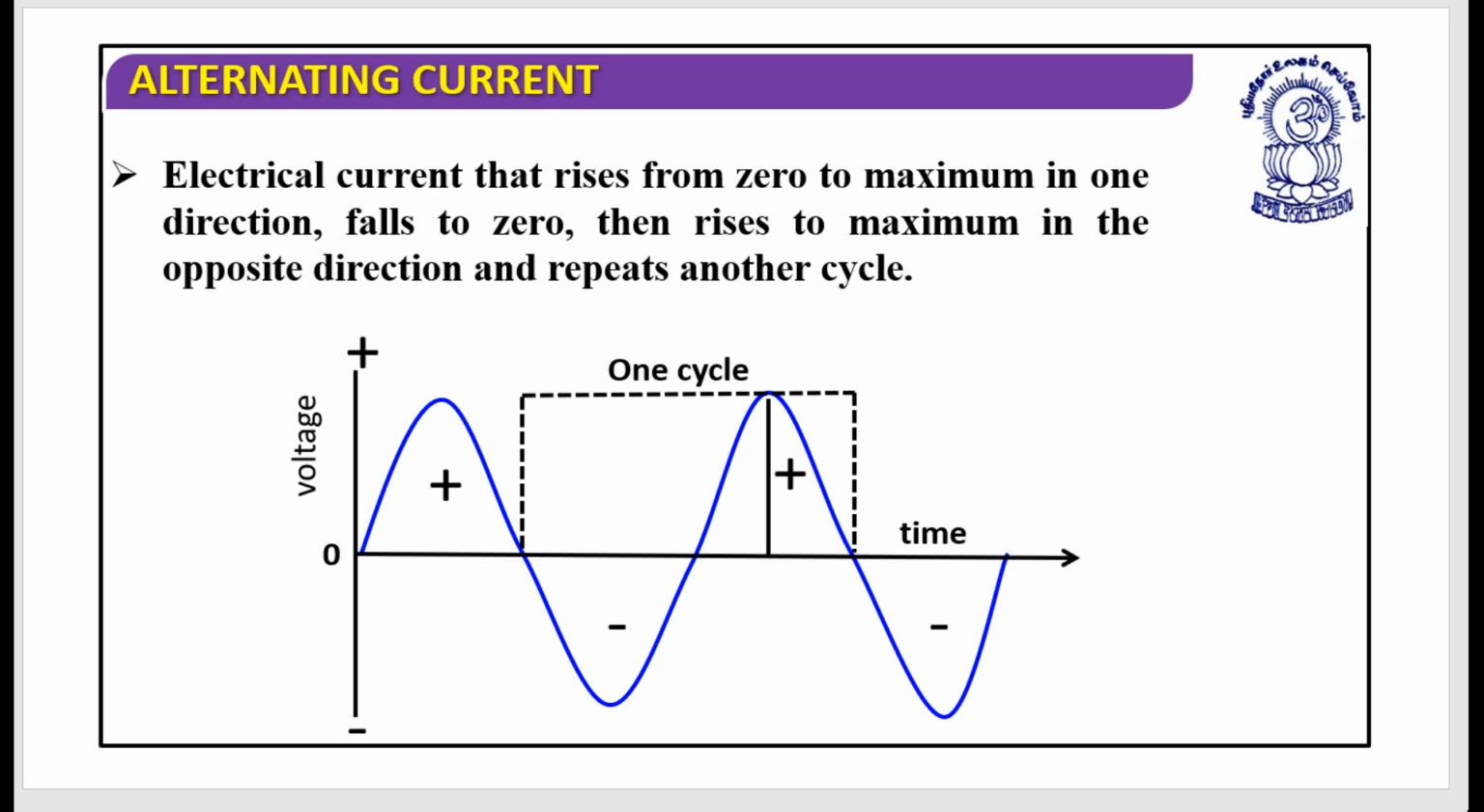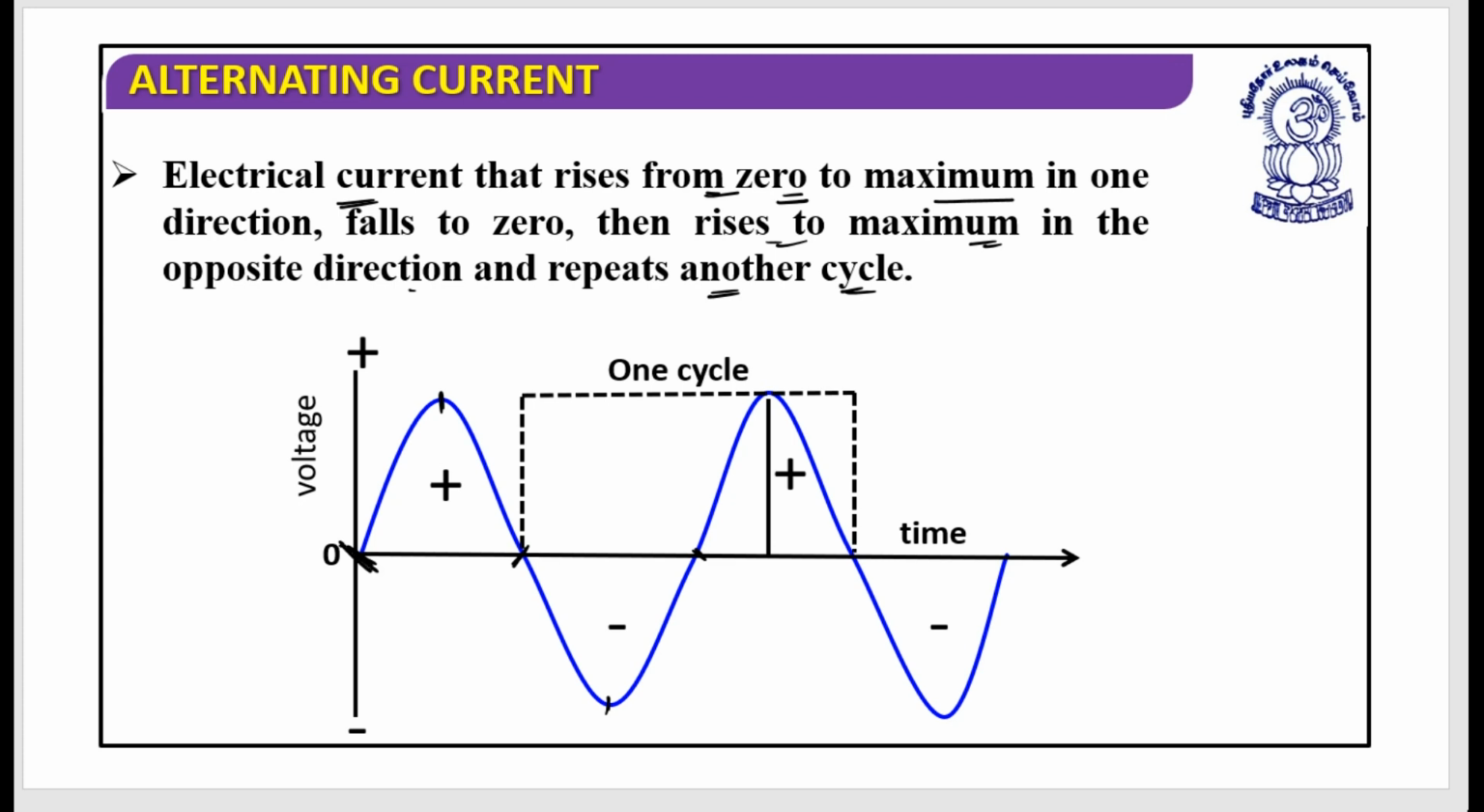We say that electric current that rises from 0, this is 0, to maximum in one direction, again falls to 0, this is again 0, then rises to maximum in the opposite direction, then from here to here it is maximum but in negative direction, and repeats another cycle. This is the alternating current.